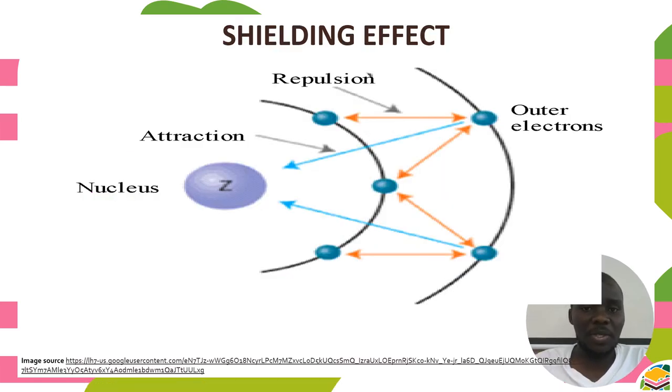Another thing on shielding is repulsion. Remember, electrons have a negative charge. If one is negatively charged here and the other is negatively charged here, we expect them to repel, because same charges do not attract, they repel. If they repel, the outermost energy level will move out a little bit, extending the size of the atomic radius.